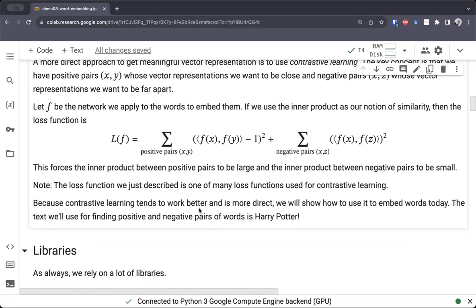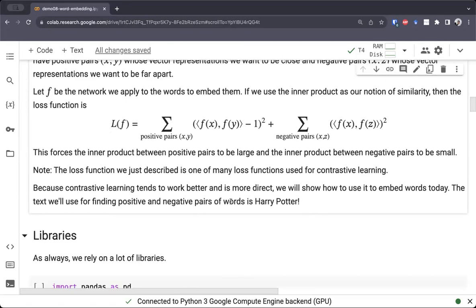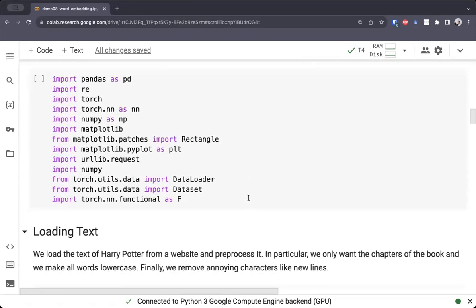Okay, that's the setup. Today we're going to implement contrastive learning. We do contrastive learning instead of word2vec because it tends to work better, and it's a more direct way of getting the property we want, which is that similar words have similar embeddings. We'll make this a little bit fun by using a text corpus of all of the Harry Potter books. Okay, so let's begin.